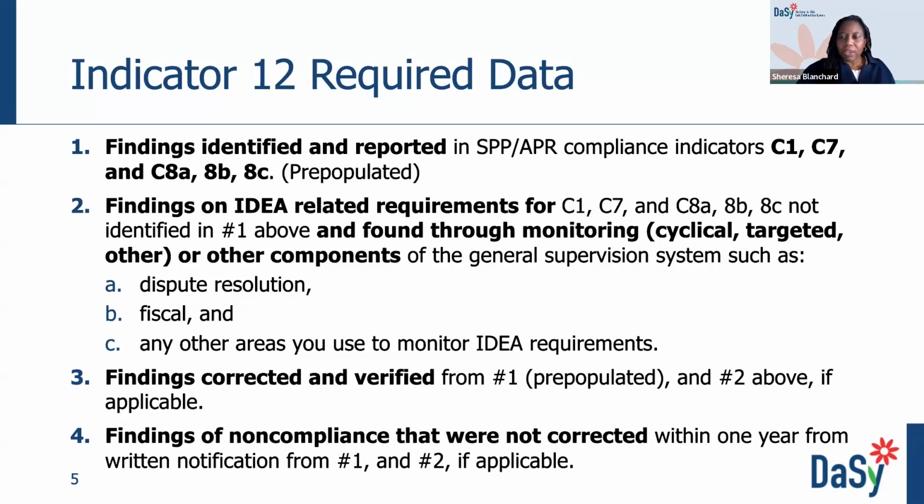For the third one, we have findings corrected and verified from number 1 and number 2 above, if applicable. And then fourth, we have findings of noncompliance that were not corrected within 1 year of written notification from number 1 and number 2, if applicable.